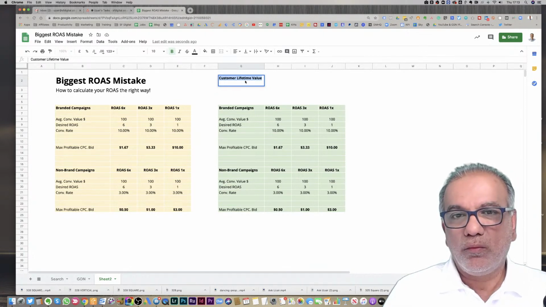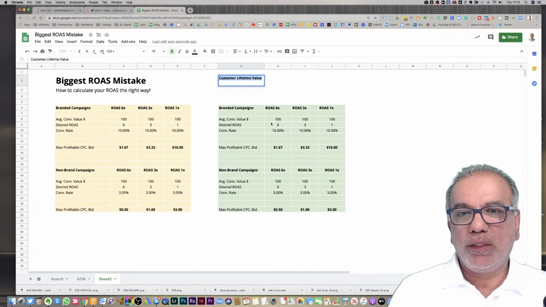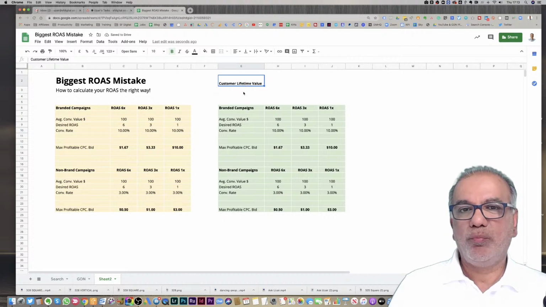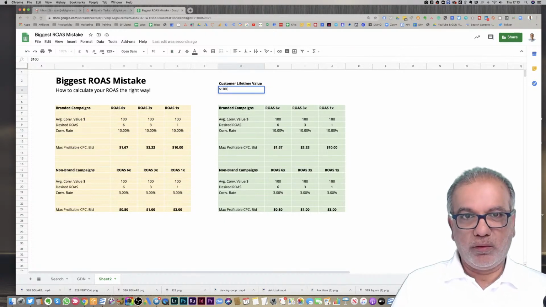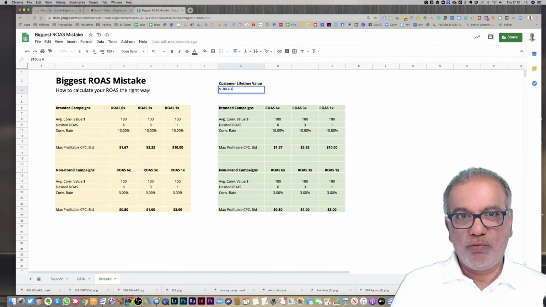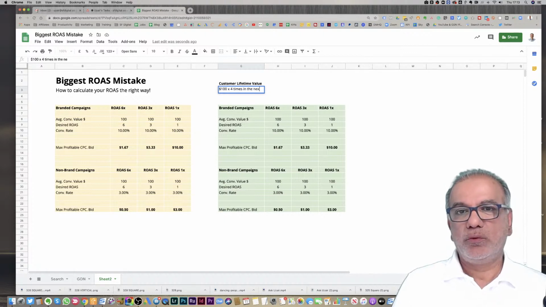So let's rework these numbers on the basis of a customer lifetime value of potentially that same customer. He spends $100 and then comes back 4 times in the next 2 years.